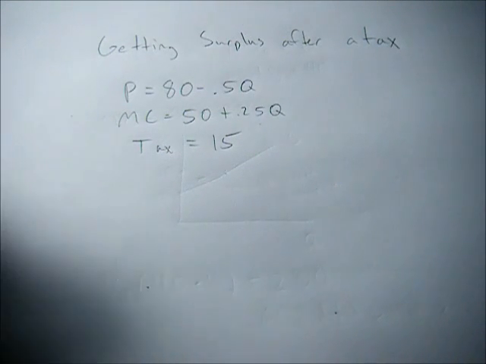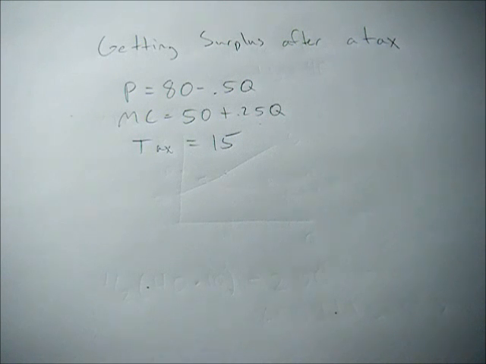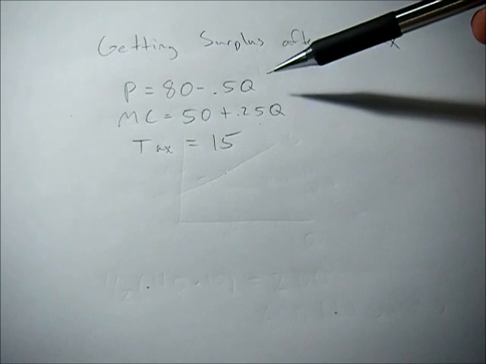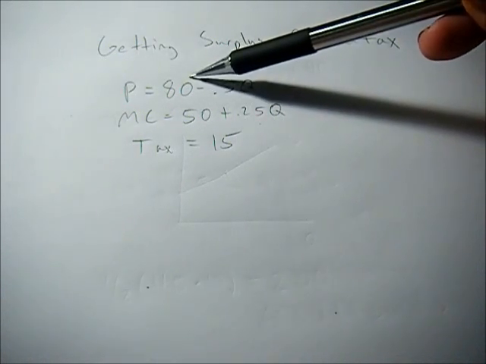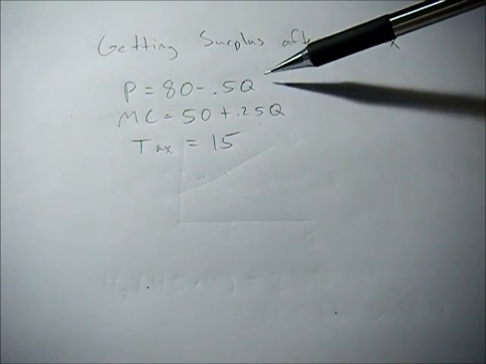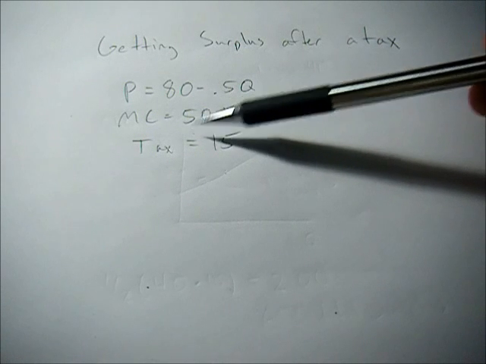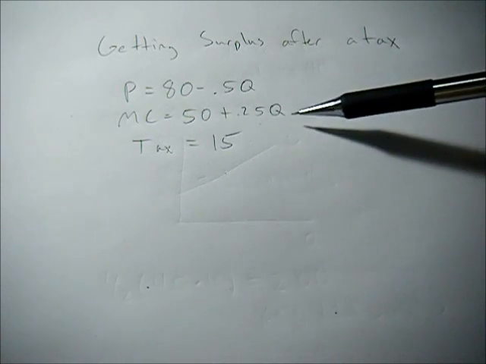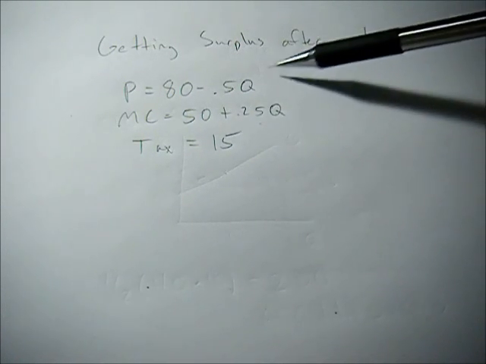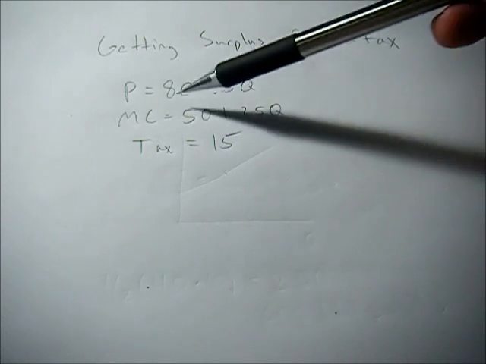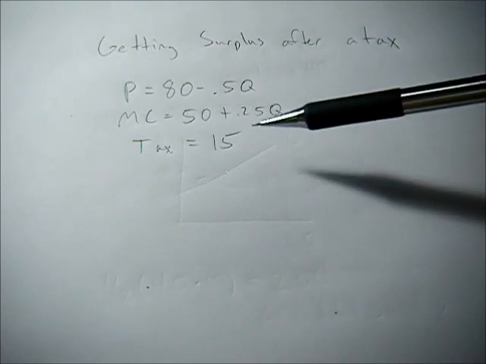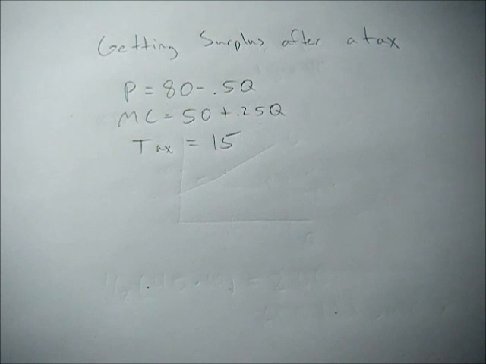Alright, this is part 2 of calculating equilibrium and surplus. We are now introducing a tax. Our inverse demand function is 80 minus 0.5q. Our marginal cost function is 50 plus 0.25q. And this is essentially our demand function and our supply function. We're now introducing a tax of 15, and I'm going to introduce it onto the consumer.